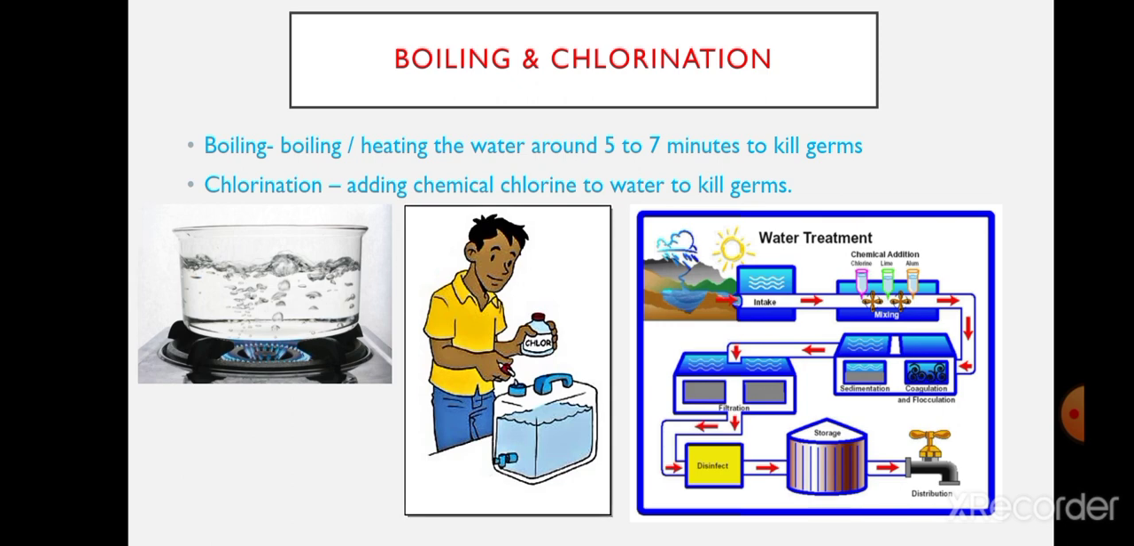Chlorination is another process in which chemicals are added. Chemical called chlorine is added to the water, and this is done at the city water works to provide clean water in towns. Chlorine kills germs. Even in hotels, hospitals, offices, the chlorination method is used, because there we cannot be boiling the water and giving it to everyone. So in towns and cities, chlorine is added to the water, and it is supplied to the homes.